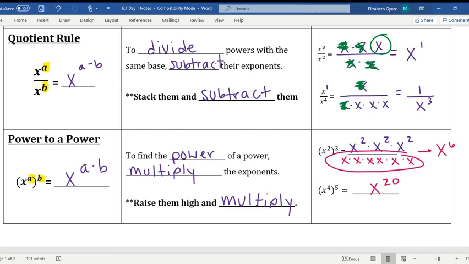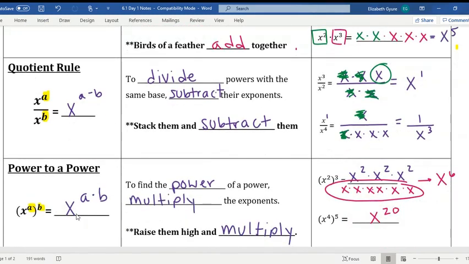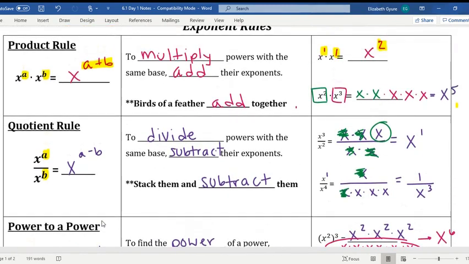Okay, so again, we got our 3 rules. First rule, if you're multiplying, add your exponents. Dividing, subtract your exponents. Power to a power, multiply your exponents. So really, all we're going to be deciding is, are we adding, subtracting, or multiplying?